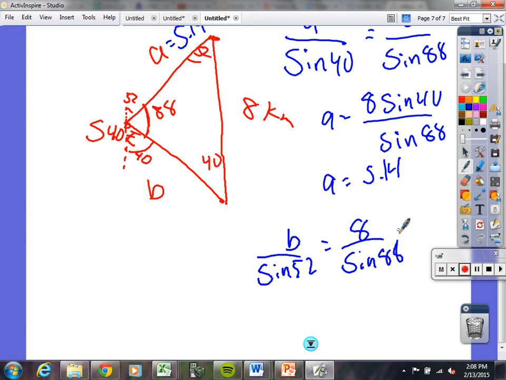How much is it? 6.3. And so therefore, that's 14.3 plus 5.14, 19.44 miles. Roughly a 20-kilometer race, right?